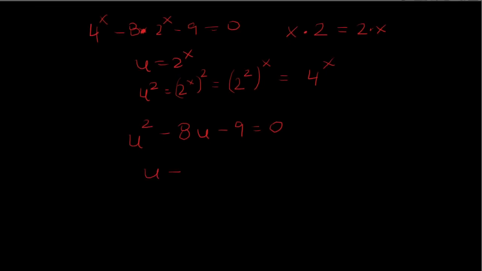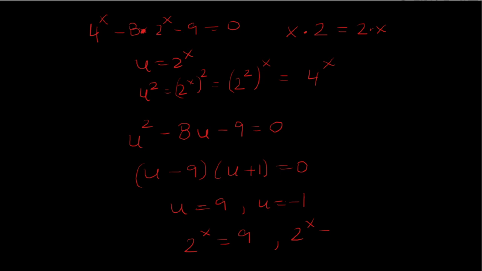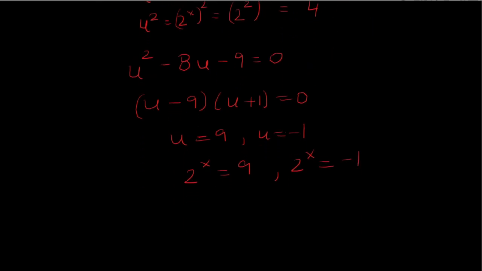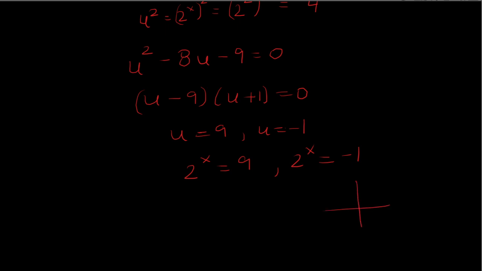So I can factor this into (u - 9)(u + 1). So u will be 9 and negative 1. U we said is 2^x. So we're going to set 2^x equal to 9 and negative 1. Notice 2^x is never negative because it's an exponential. So it's always going to be greater than or equal to 0. Sorry, strictly greater than 0. So there's no solution for this one.